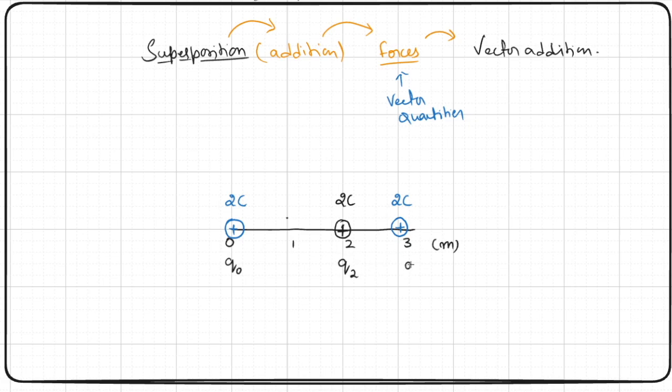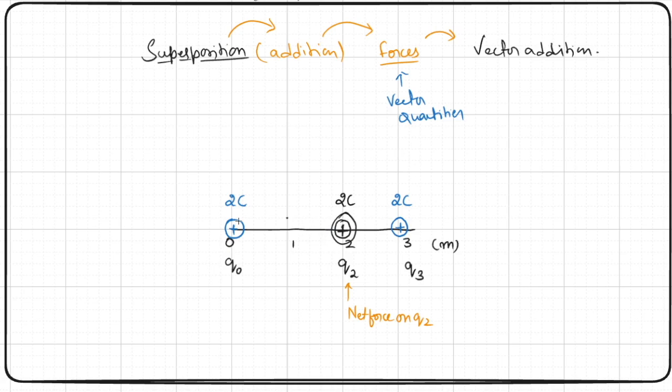And this charge I will say Q3. Okay, so now let us apply the superposition principle, or let us add forces. The question asked is: what is the net force this charge is experiencing? Net force on Q2. So let us calculate one by one what are the different forces acting on it.